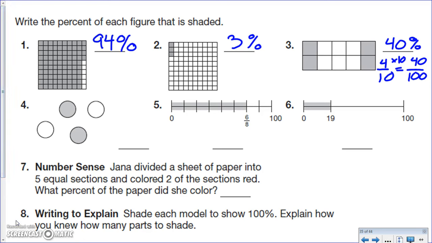For number 4, we have 2 out of the 4 circles shaded in, so we're going to write that as a fraction and set it up as a ratio to 100. We know to get from 4 to 100, we have to multiply by 25. So you have to do the same thing to the top. So 2 times 25 is 50, which makes it 50% of the circles are shaded.